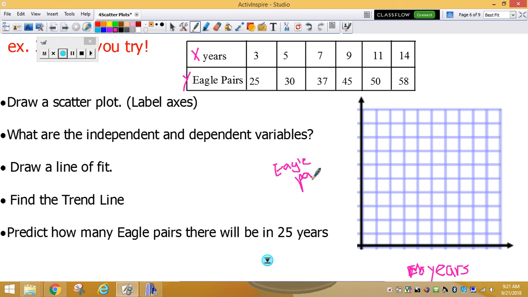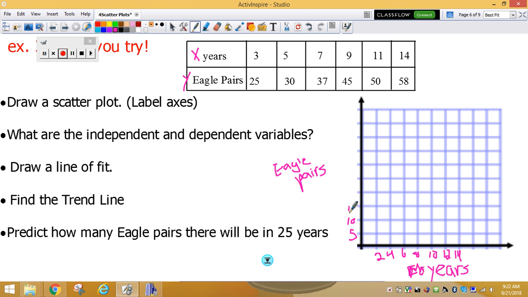Ooh, it's hard to write like this. And because it gives me numbers, I have to use numbers. I think I'll go up by 2s on my x-axis because I got to get up to 14. So I'm going to do 2, 4, 6, 8, 10, 12, 14. My y's, I got to get up to 58. So I think I'll do, let me see if 5s will work. 5, 10, 15, 20, 25, 30, 35, 40, 45, 50. Yeah, I'll do 5s.